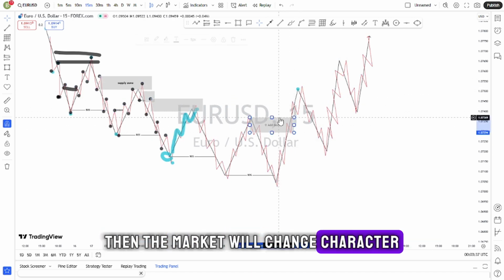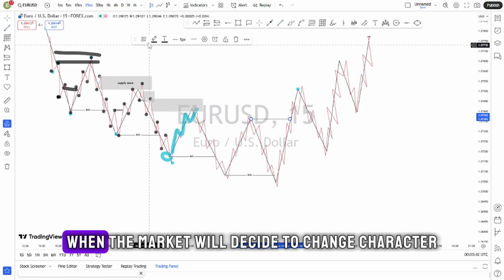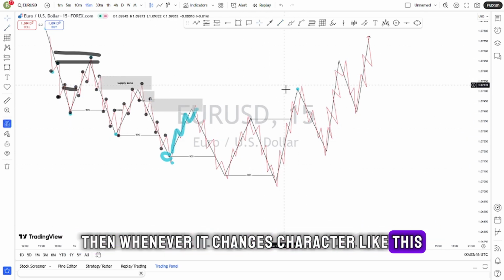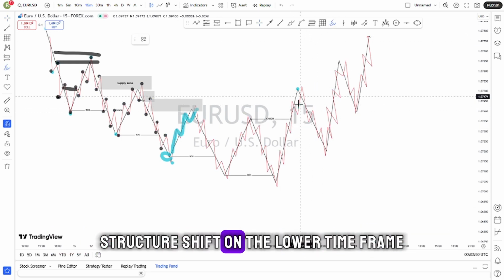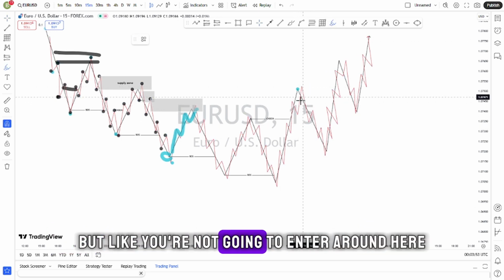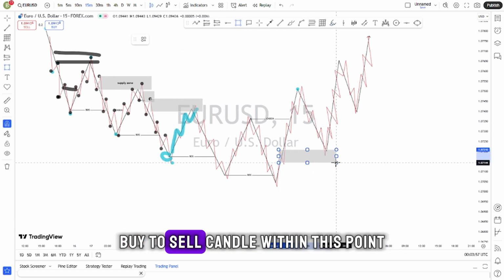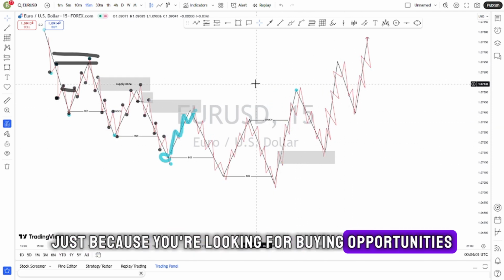Then the market will change character, and that is unavoidable, guys, because you will never know when the market will decide to change character. Whenever it changes character like this, that is when you wait for the market structure shift on the lower time frame. But you're not going to enter around here, you're just going to map out your buy to sell candle within this point, or a sell to buy candle, because you're looking for buying opportunities.